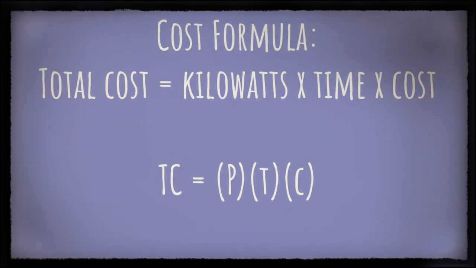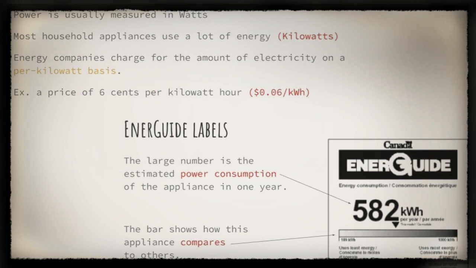Okay, so the formula we're going to use is total cost equals kilowatts times time times cost. And the kilowatts times time is going to give us this kilowatt hour, right? Power we know is measured in watts, but most appliances in your home use a lot of energy. So that's where the kilowatt hour comes in. It makes it easier to work with. And if you ever look at a power bill, you get charged by the kilowatt hour.